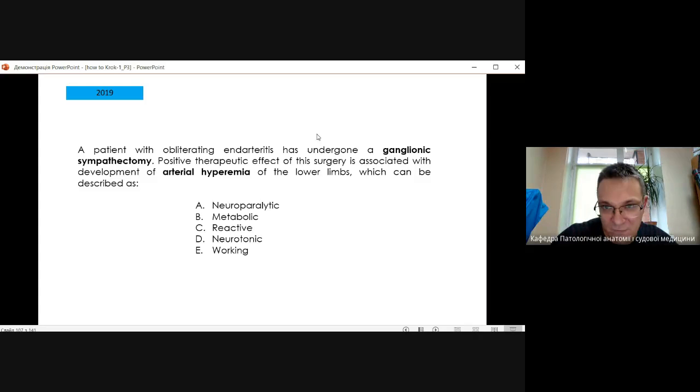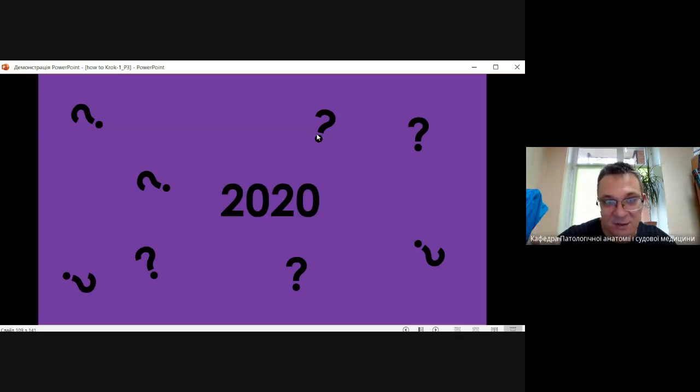You see, there is the intervention into the nerves, into the nervous system. That's pretty clear. We are paralyzing a nervous system, and in such a way performing the artificial arterial hyperemia, which is pretty important for this kind of patients with obliterating endocarditis. A is the correct answer.